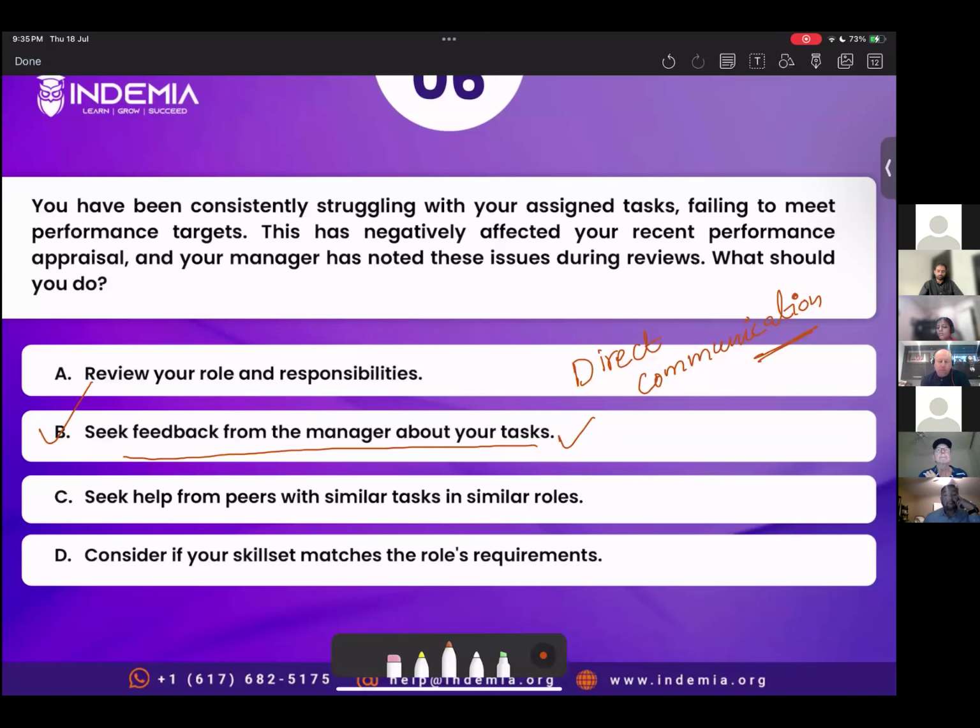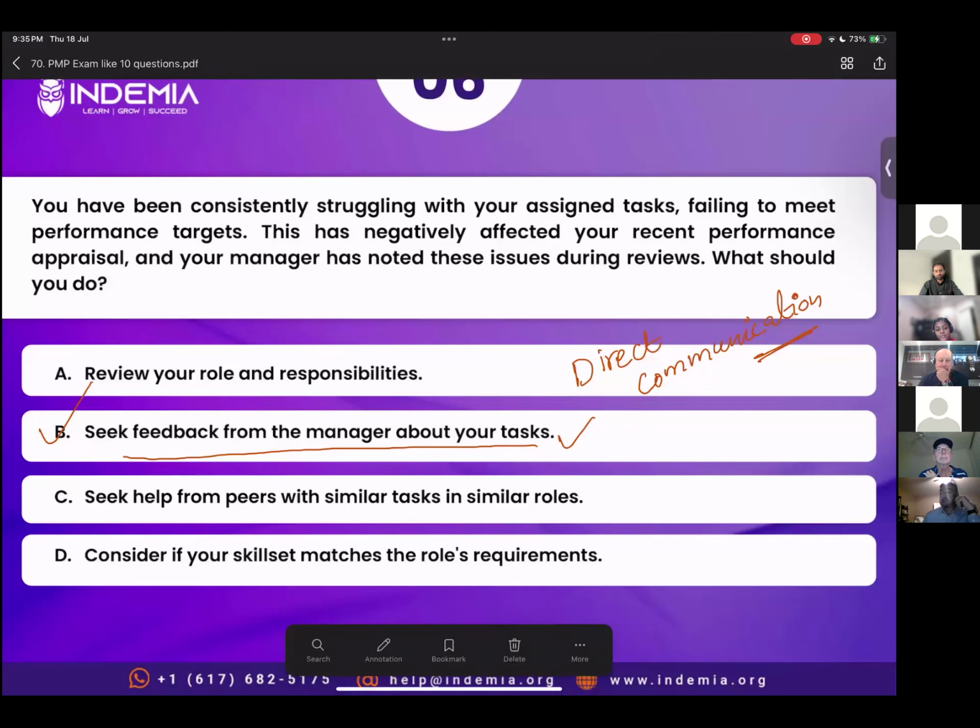So, makes sense, you understand? Yeah. All right, okay, let's read the explanation and then we'll move to the next question.